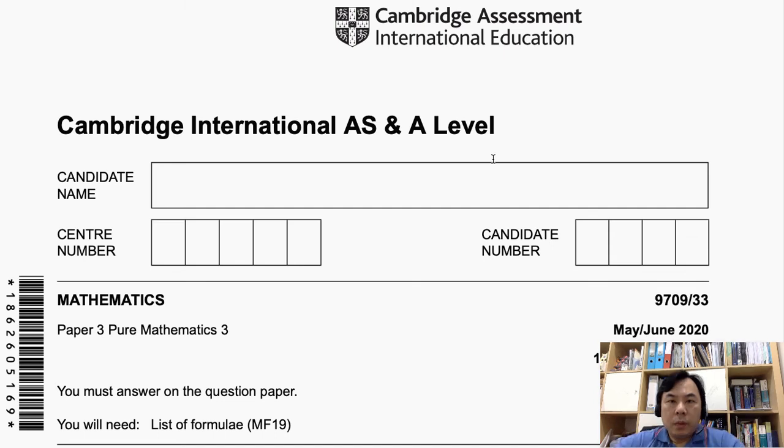All right, welcome everyone. Today I'm going to walk you through the complete explanations to the May-June 2020 Cambridge International A Level paper 3. The syllabus code is 9709, paper 33. In this case, you may want to use the MF19 to refer to any formula required there.